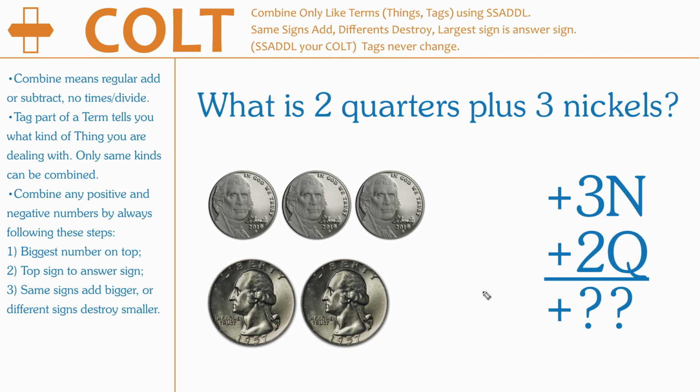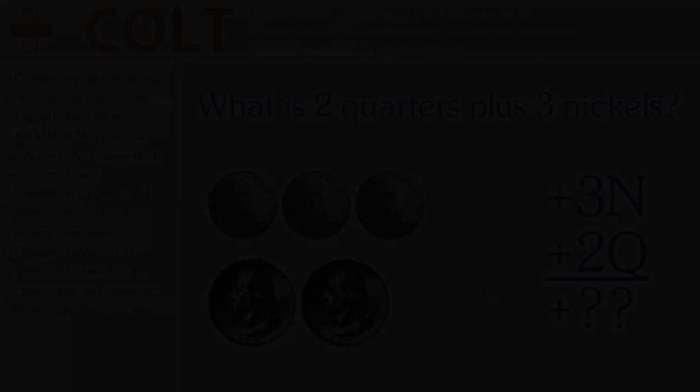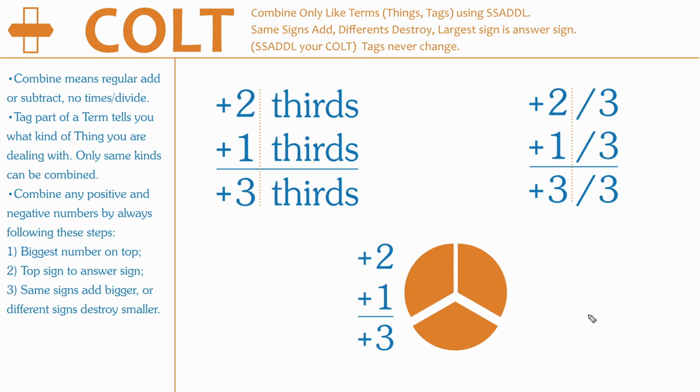You're making them very generic. You're making them the same things. 3 nickels, 2 quarters, 5 coins. 3 nickels, 2 quarters, 65 cents. We can combine only like things because that's the only thing that makes sense. Pun intended.